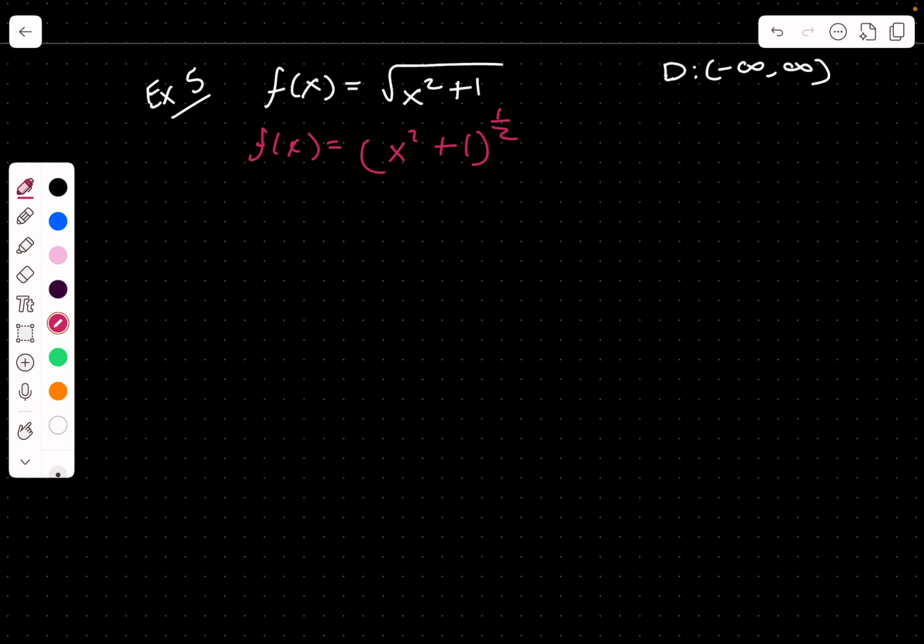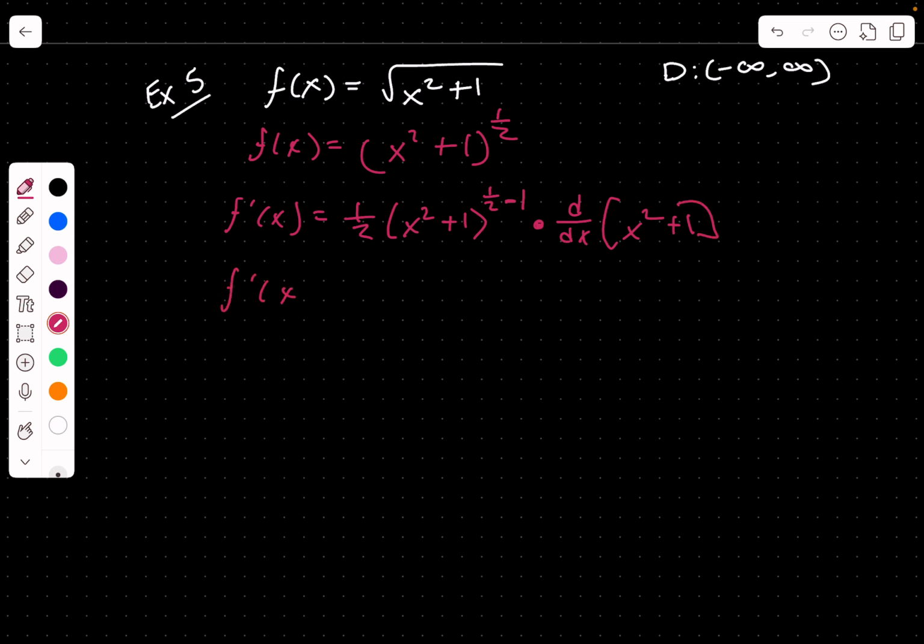So now let's do our chain rule. So our chain rule basically says this. You take your exponent, you put it in the front, you rewrite u, this would be like u, right? And then you subtract 1 from the exponent, and then you multiply by the derivative of u. So d/dx of x squared plus 1.